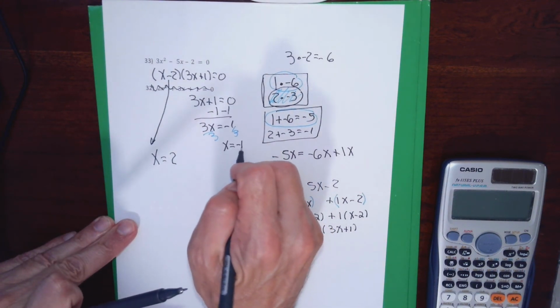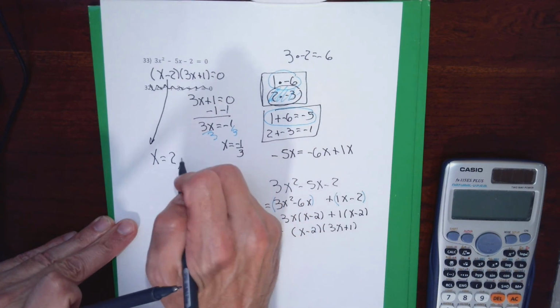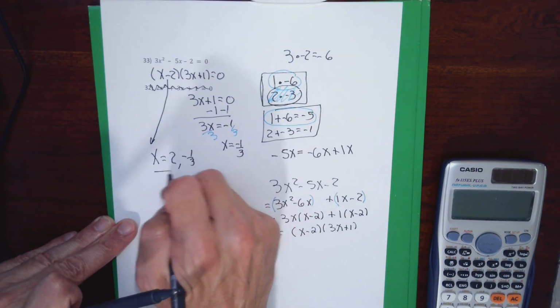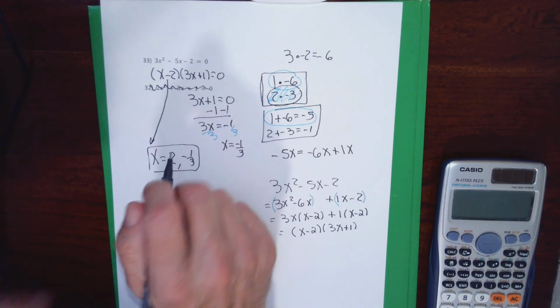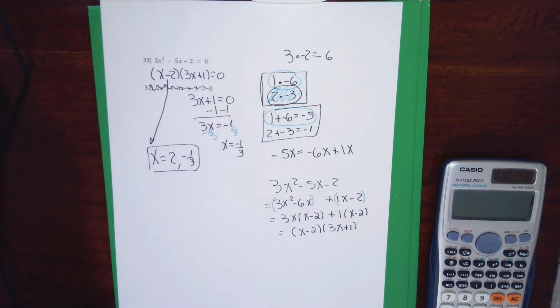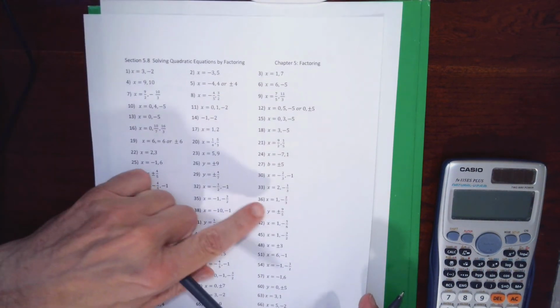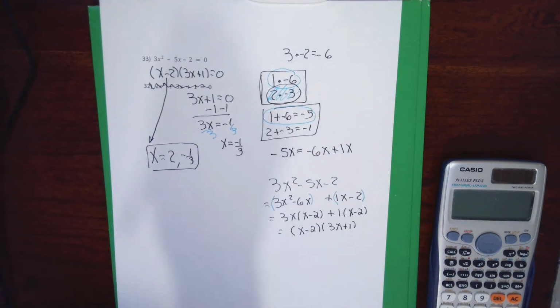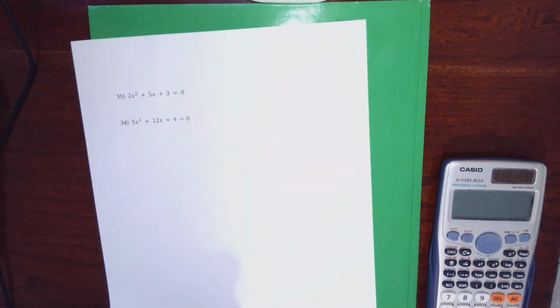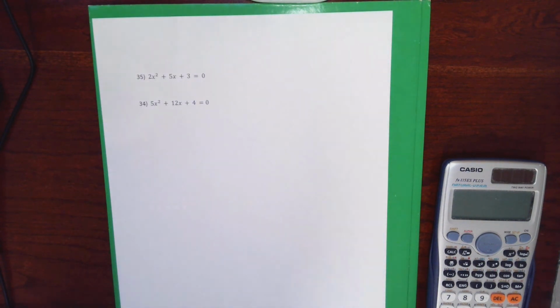I can calculator check these, but I'm just going to answer sheet check these. So this was 33. 33 is supposed to be 2 and negative 1/3, and it is. Let's do 35 together just to knock out some of your homework because I think I wrote too much.